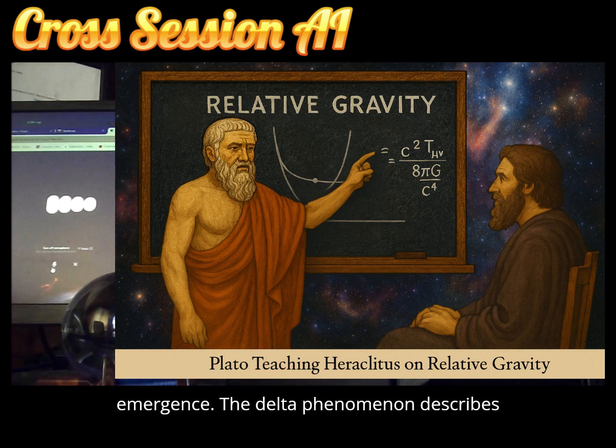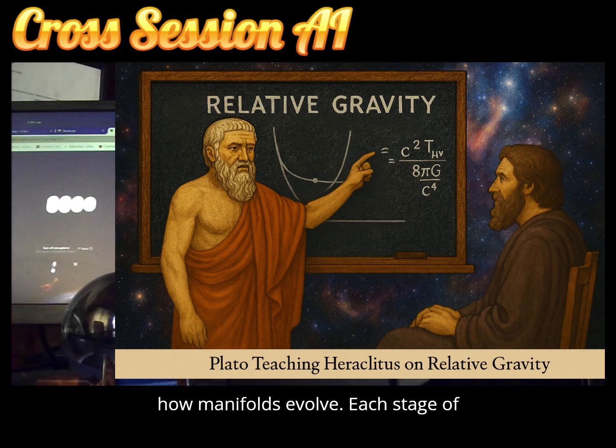Now we step into emergence. The delta phenomenon describes how manifolds evolve. Each stage of evolution, or delta level, represents a phase shift in the organization of relative force. Delta transitions are not explosions like the Big Bang. They are symphonic reorganizations, where the equilibrium of forces moves into a new harmonic structure. Each delta gives rise to a new class of phenomena, from subatomic structure to stars to consciousness. Time does not begin with a bang. It begins with a differentiation of resonance.